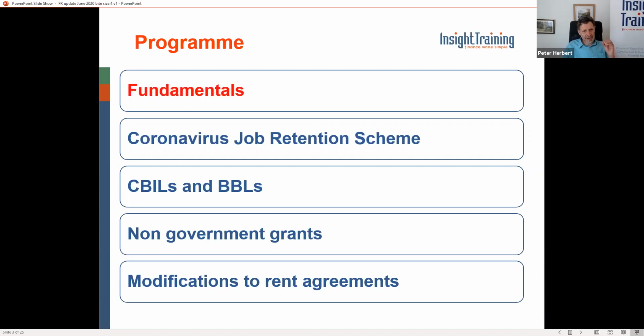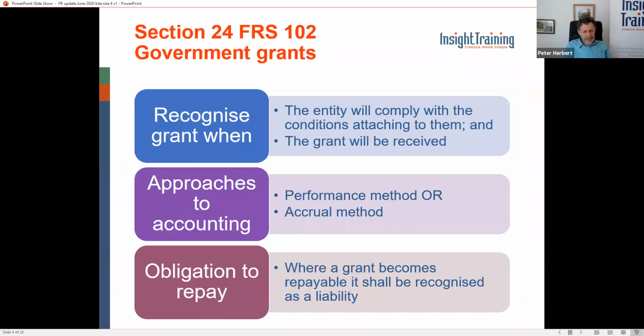Okay, let's begin with the fundamentals. So, section 24 of FRS 102 deals with government grants and makes clear that you only recognise a grant in the accounts when the entity concerned will comply with the related conditions and when the grant will be received. Now, two approaches to accounting here: the performance method or the accrual method. The performance method means that you recognise the grant income in your P&L when you meet the relevant conditions. The accrual method, where you receive monies up front, you debit bank, credit deferred income, and then release that credit back to P&L to match off against the related costs. A complete accounting policy choice there in relation to FRS 102.